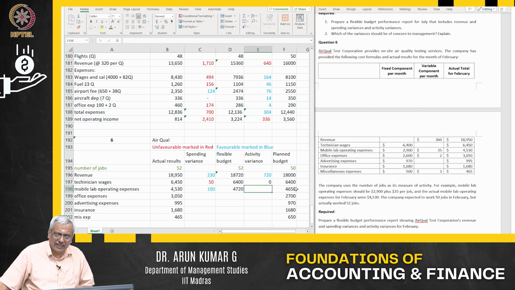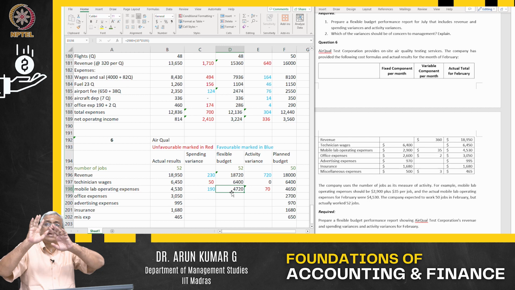In terms of activity, it is unfavorable because I should have restricted to this, but I spent more. So what, sir, if it is unfavorable, it should be favorable because you have done more activity. Agreed. But please note, you have budgeted for this expenditure, and suddenly your expenditure goes up. You have budgeted for 4650 expenses, now suddenly your expenses go to 4720. You have to source money for that.